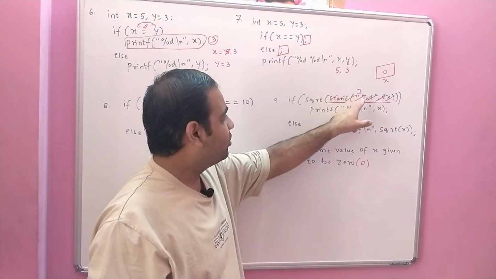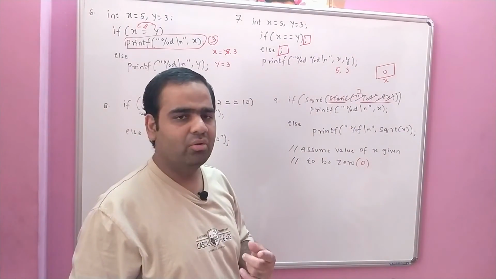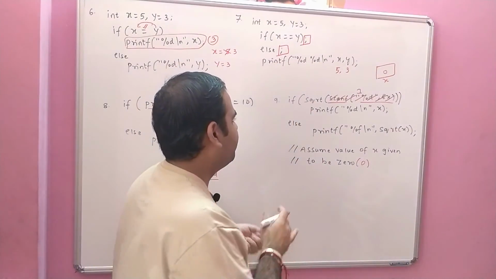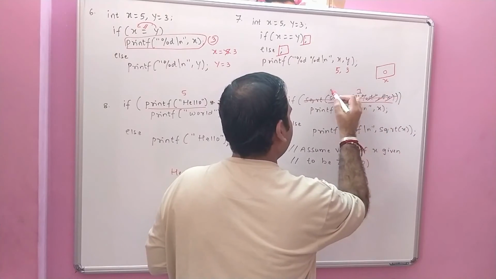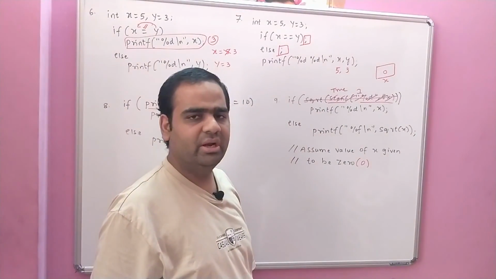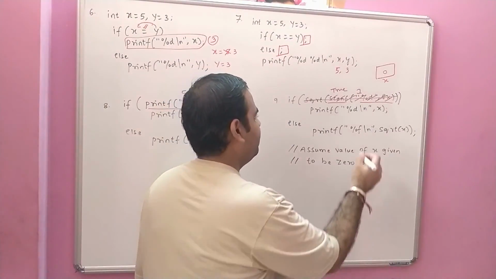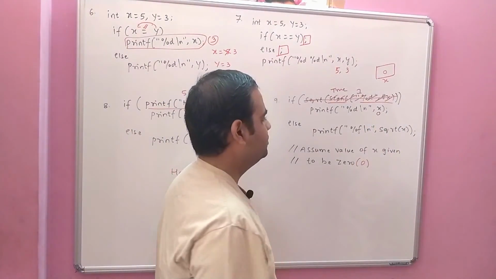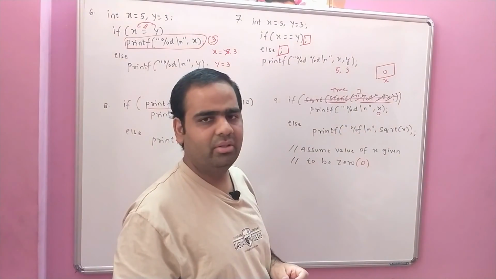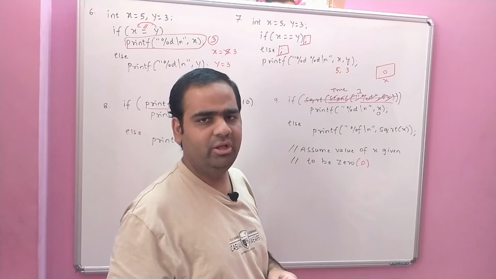And we say square root of 1. Square root of 1 is 1. It is true. Therefore, this complete if evaluates to true. Since it is true, the body of if should get executed, and it prints the value of x to be 0. Because scanf returns the number of variables successfully read.